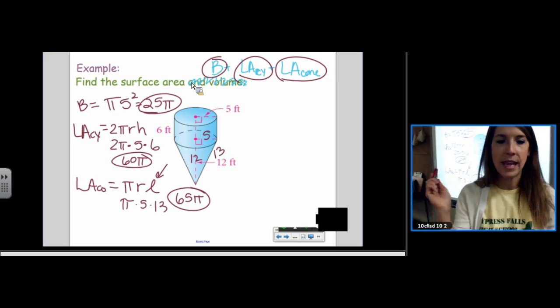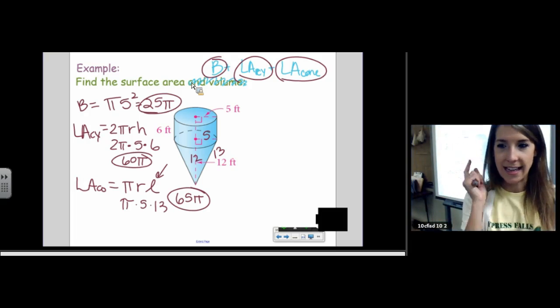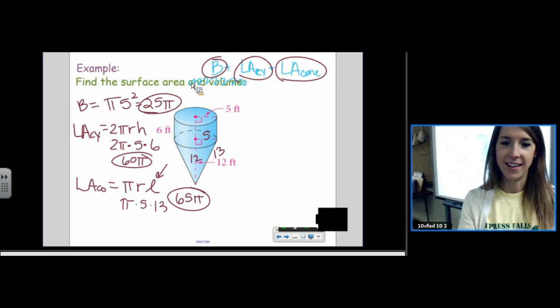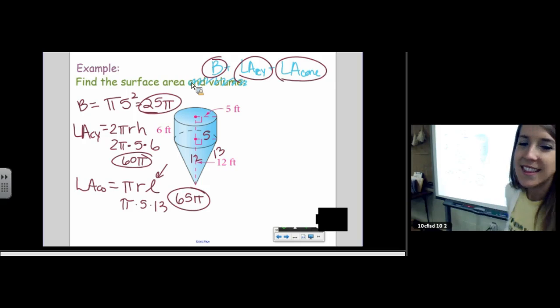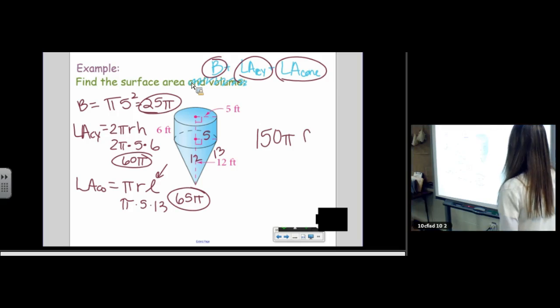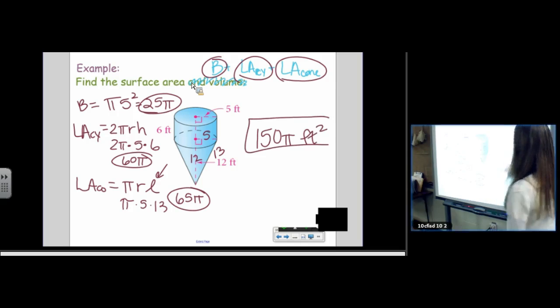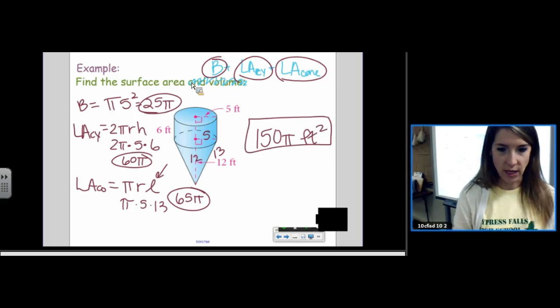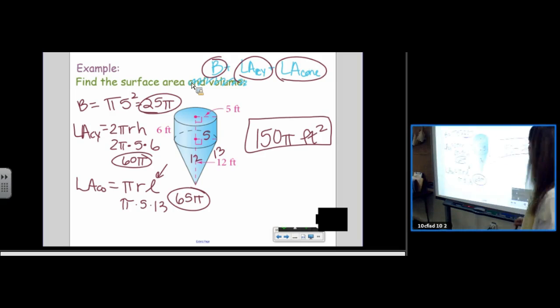Are these like terms? Can we add them together? Yes, we can. Thank you, Alex. 150 pi square feet is the area on the surface of the figure. Let's move on to my favorite shape of all time.